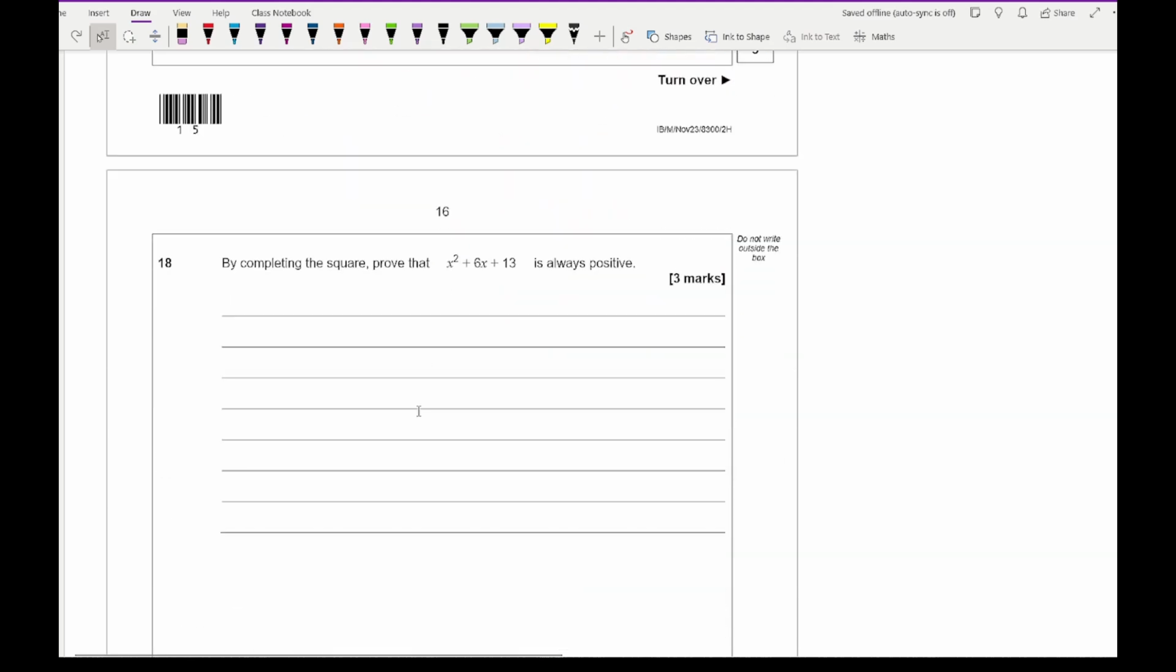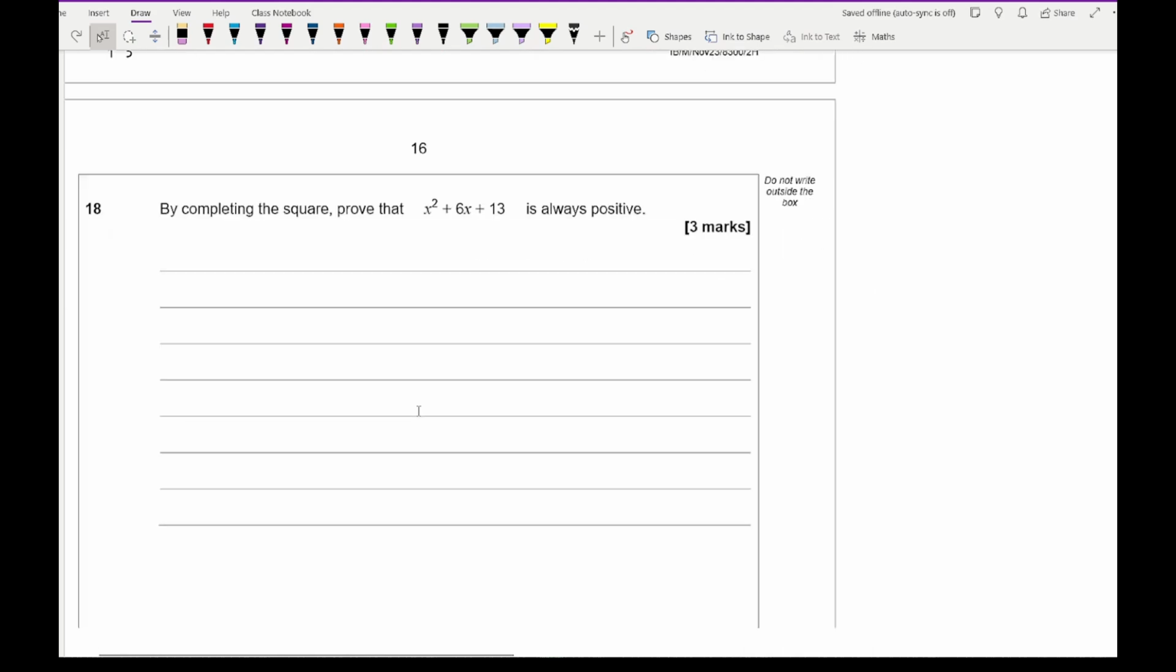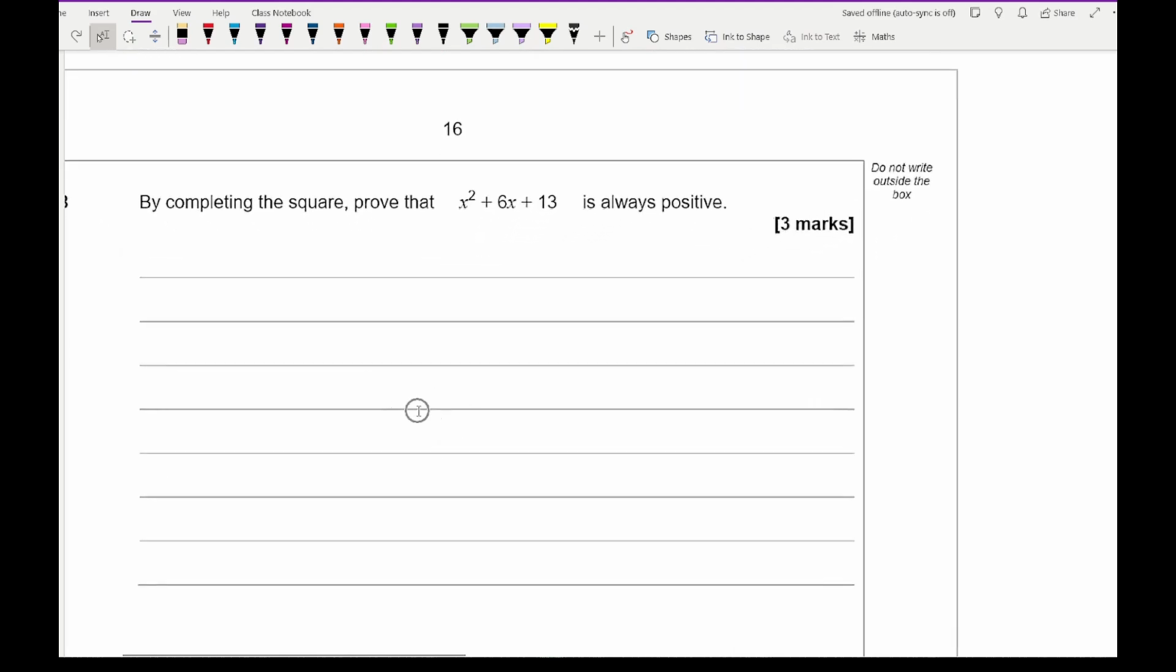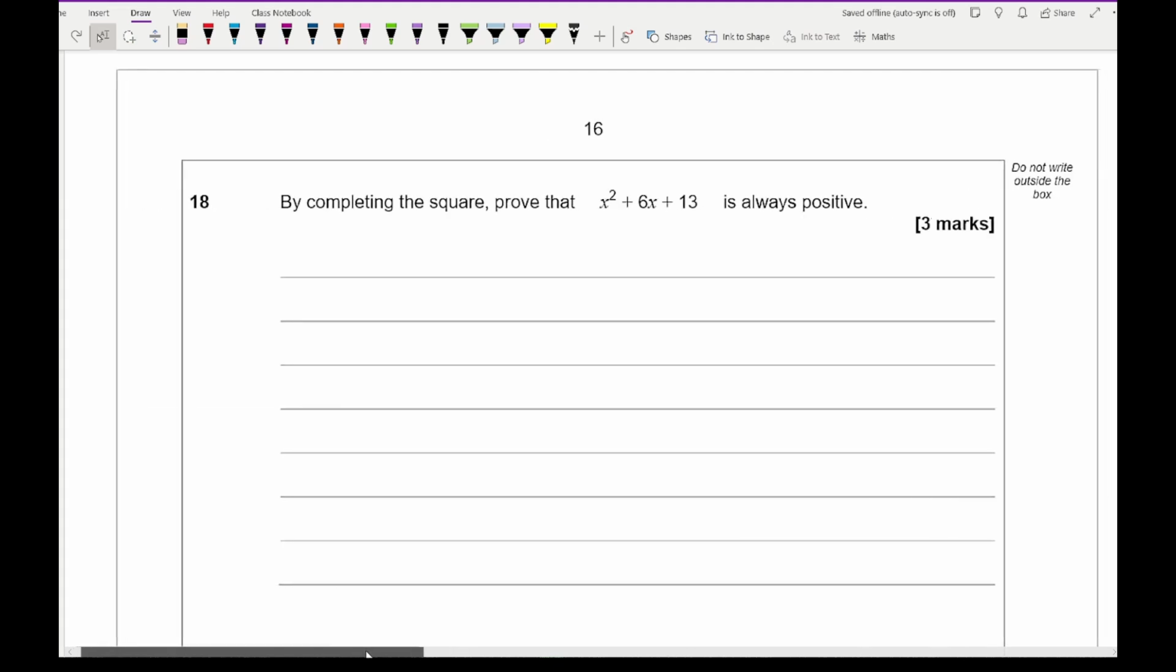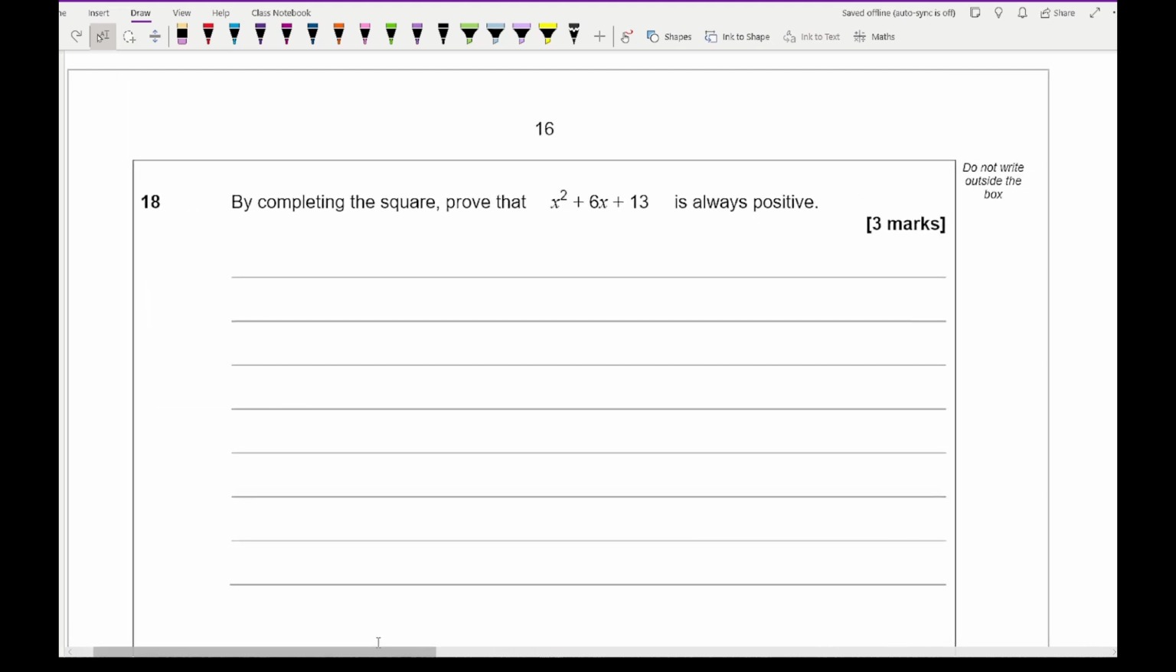Then moving on to question 18, let's just zoom in so we can see it a little bit clearer on the screen. It says, by completing the square, prove that x squared plus 6x plus 13 is always positive. So by completing the square, we want it in the format like so. To do this, we divide the coefficient of x by 2, so that's going to be plus 3 squared.